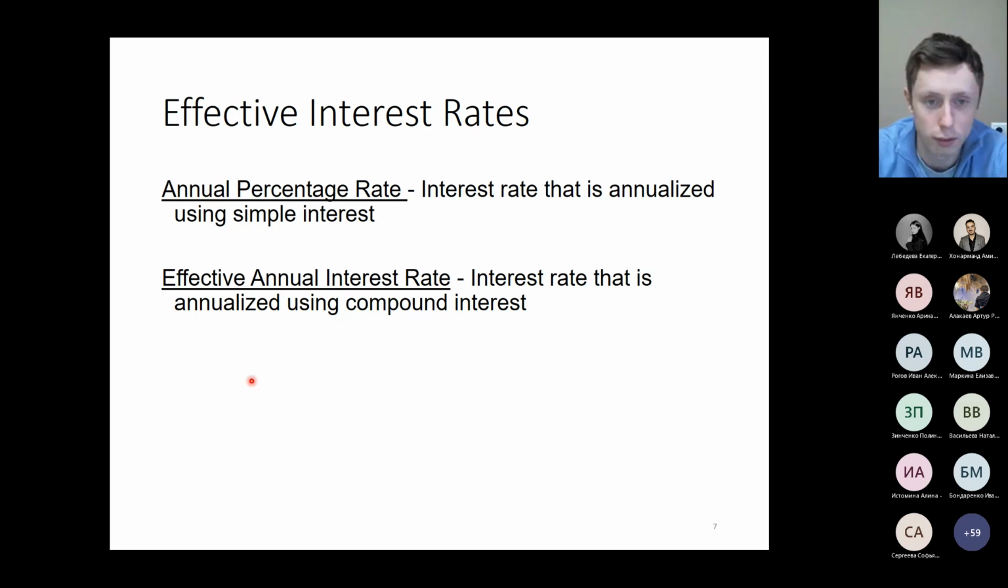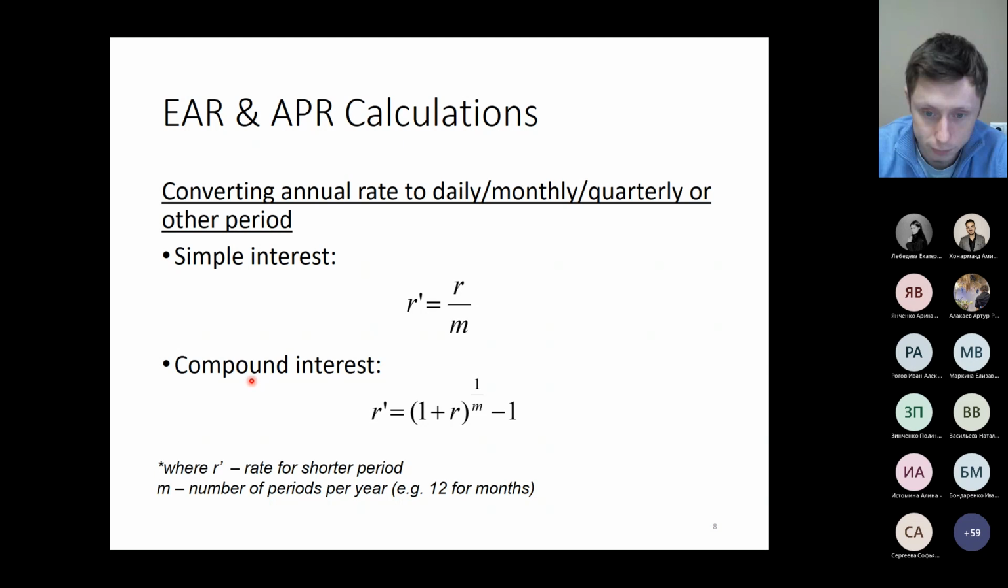And we use several terms here. Annual percentage rate, interest rate: this is annualized using simple interest rate. And effective annual interest rate, which is annualized using compound interest rate. This is how it works. Let's say we have an annual rate and we want to convert it to the monthly rate.